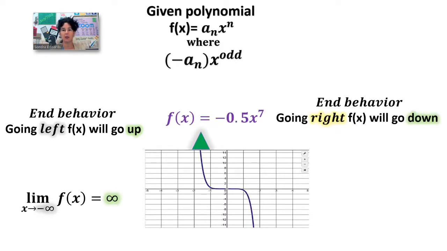Over here, the end behavior going to the right, we're heading down, so as I substitute numbers that are larger and larger and larger, our answers are getting more and more negative. So the limit as x approaches infinity of f of x equals negative infinity.